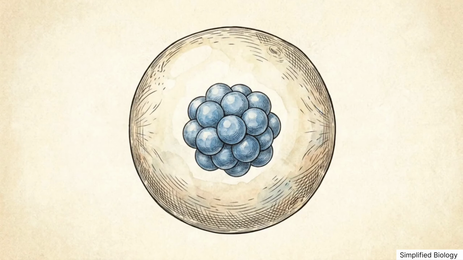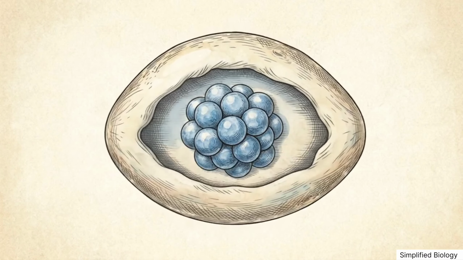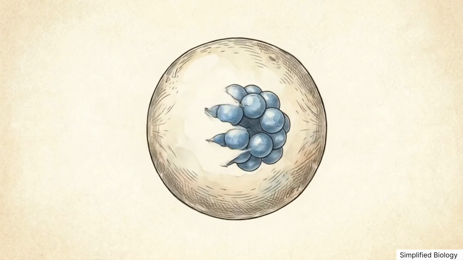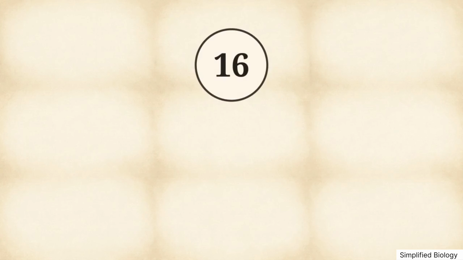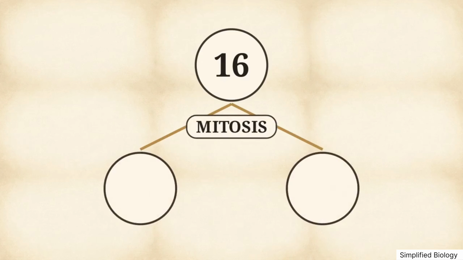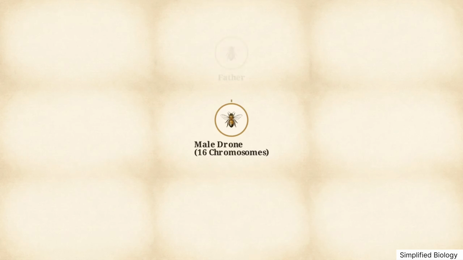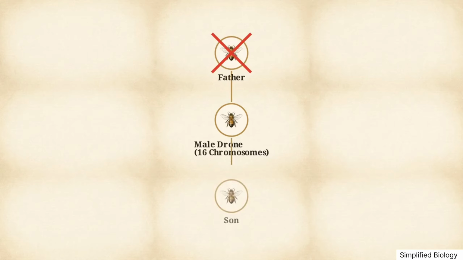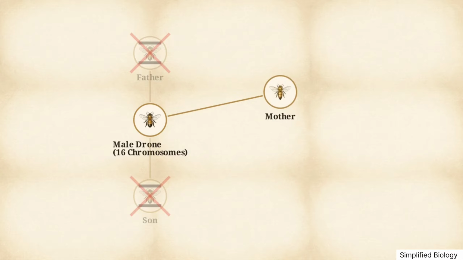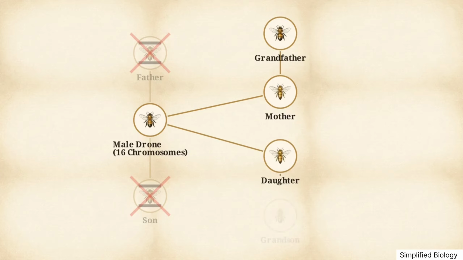Because the male drone is already haploid, his cells cannot undergo the standard reduction division of meiosis to produce sperm. Instead, drones produce their sperm via mitosis, maintaining their existing genetic count of 16 chromosomes. This genetic structure results in a specific family lineage for the drone. Because the male drone develops from an unfertilized egg, he has no biological father. And since he only produces sperm to create females, he cannot have biological sons. However, the drone's mother, the queen, had a father. This means the drone has a grandfather, and through his daughters, he can have grandsons.